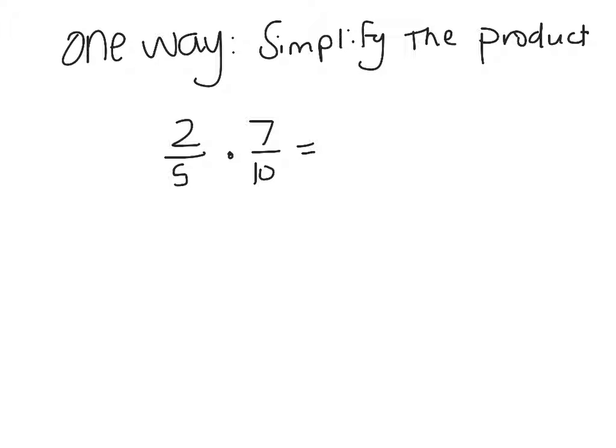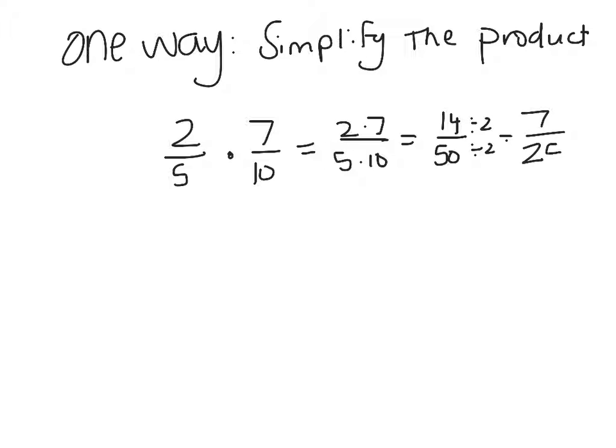The first way is the original way. It's to simplify the product. Normally, when we are multiplying fractions, we multiply 2 times 7 over 5 times 10. 2 times 7 gives me 14. 5 times 10 gives me 50. And then I'm going to divide each of these by 2, which gives me 7/25. So that's the normal, old school way of doing this.